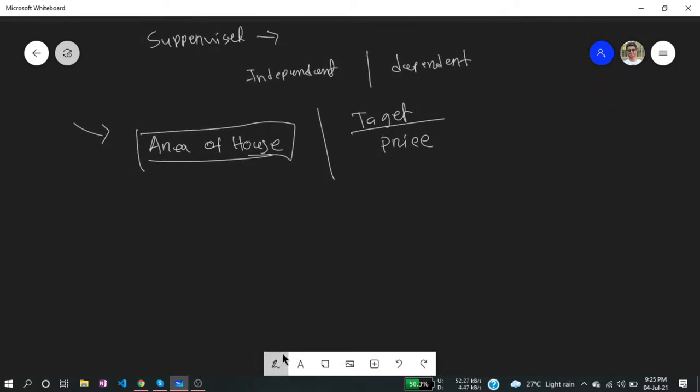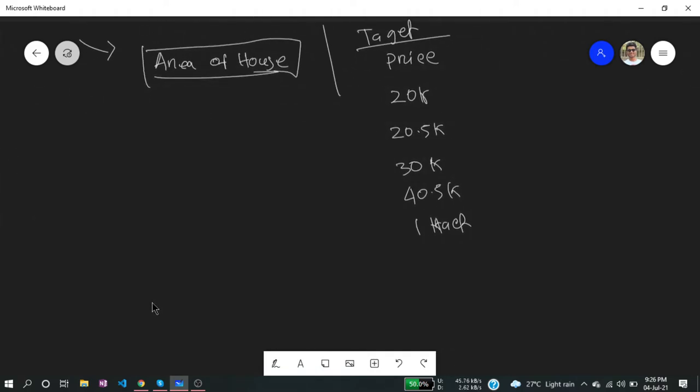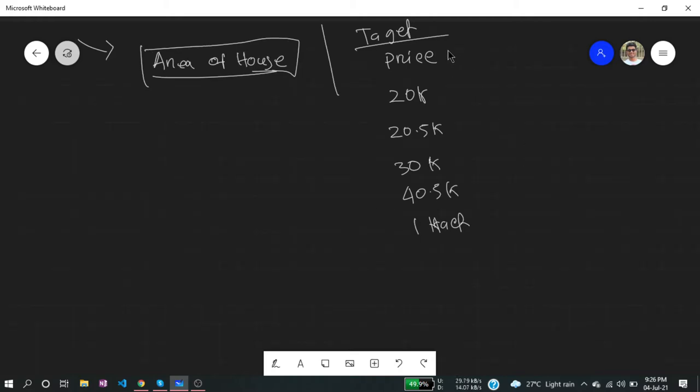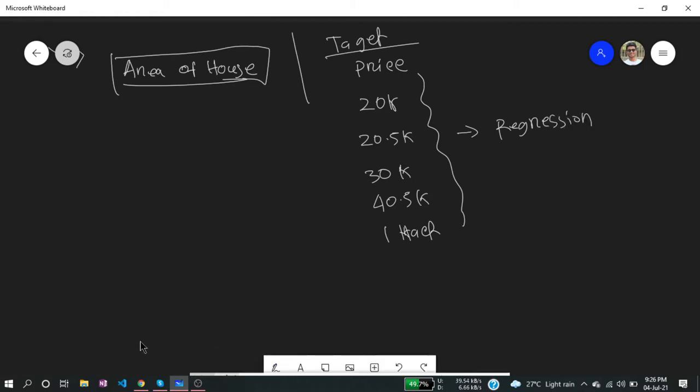Because I told you in regression we always use continuous data. So price might be like 20k, then 20.5k, then 30k, right? Then 40.5k, then 1 lakh. Yes. Okay, so these kinds of values we can usually get in our regression problem. Okay, this is the regression problem. So you always have to be aware that when your target column is a continuous number, you have to understand this is your regression problem.